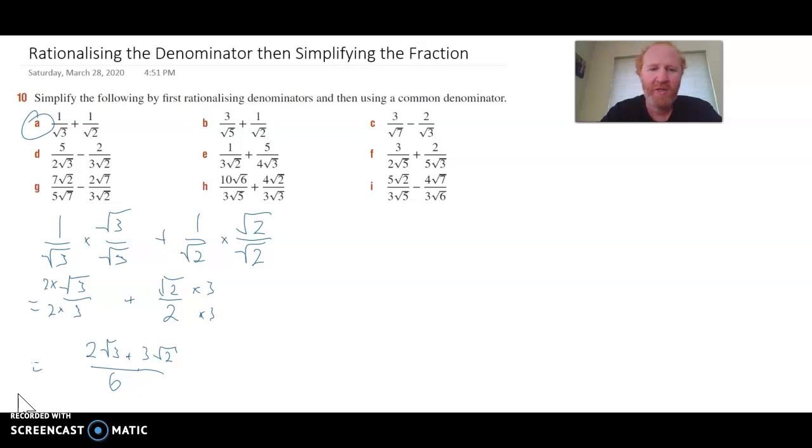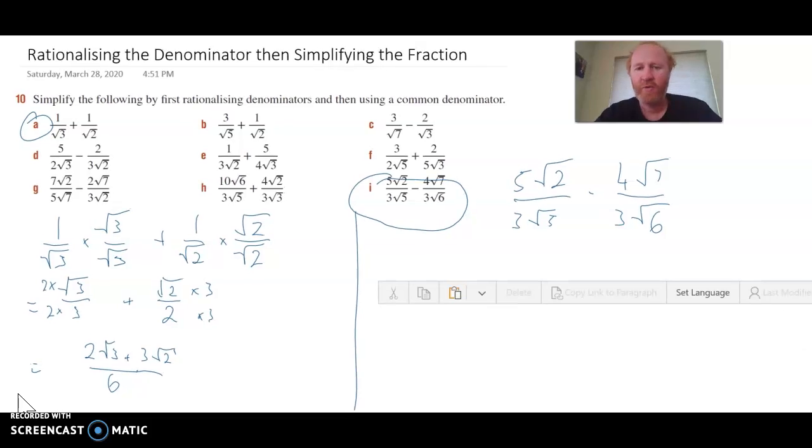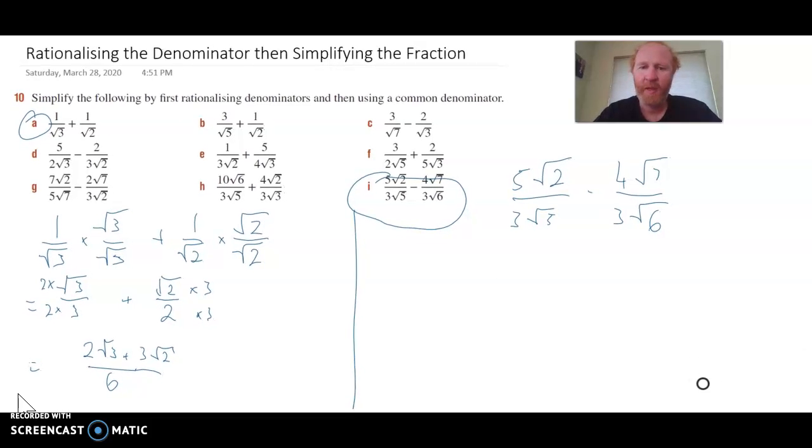If we take one that's much harder, for instance the last question in the set, we've got 5 root 2 over 3 root 5 minus 4 root 7 over 3 root 6. Well, I've got to go through the same process this time, but as I do it this time, I'm going to need to work a little bit harder because of all of the extra surds that are there.